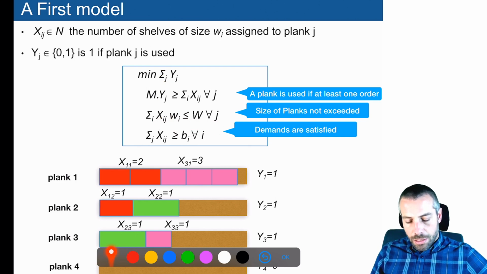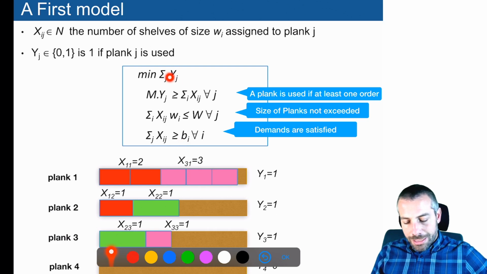Of course, you need to satisfy the orders that are specified: at least 3 reds, at least 2 greens, and at least 4 pinks. So the sum over j of x_ij should be larger than or equal to b_i. Here b_i is the number of orders of type i, and the total number of orders of type i that you assign should be larger than or equal to b_i to make sure that you satisfy all the orders.